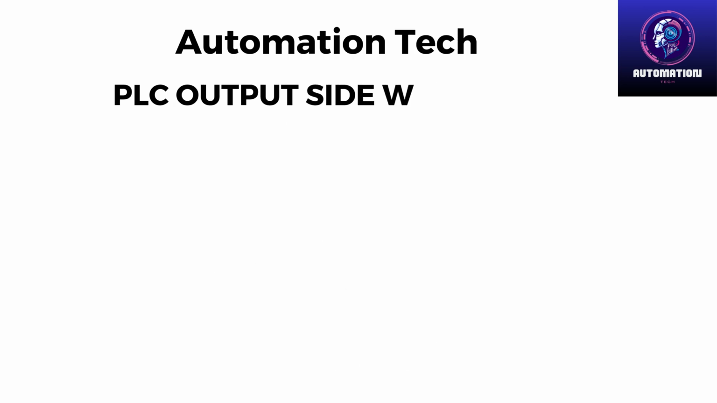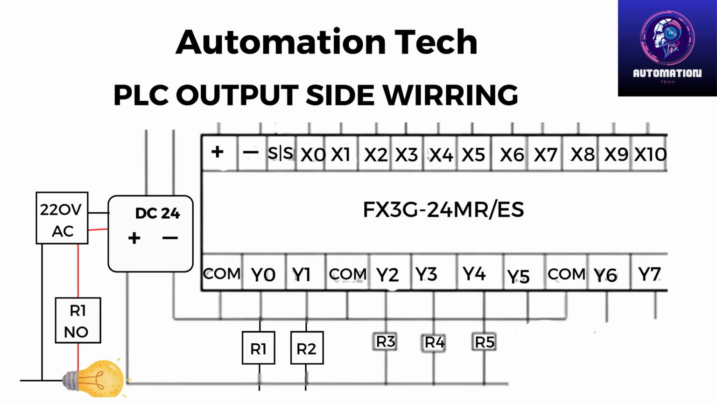As you know, the Y terminals in a PLC are output terminals. For example, Y0, Y1, Y2, all are outputs. The letter Y stands for output, and the number like 0 is the address. C0, C1, and C2 are common terminals.